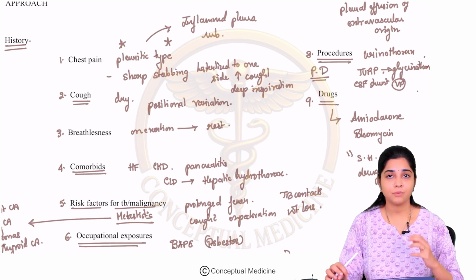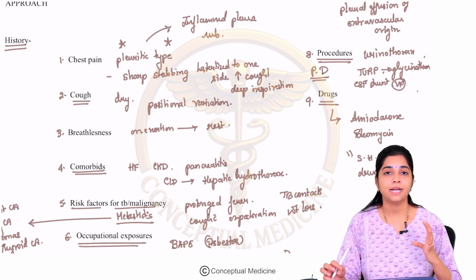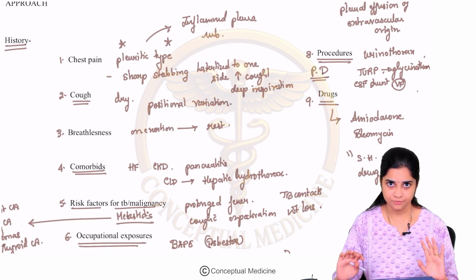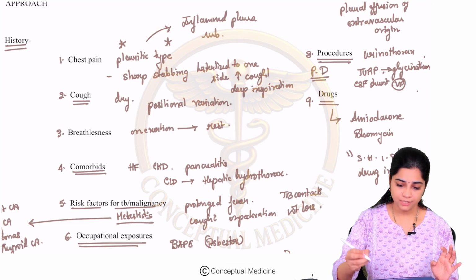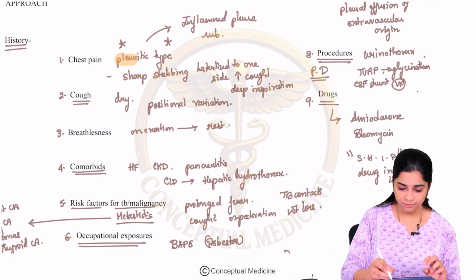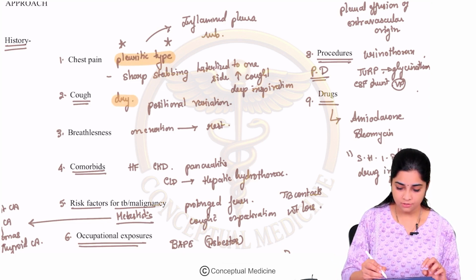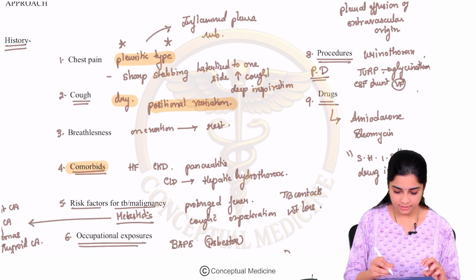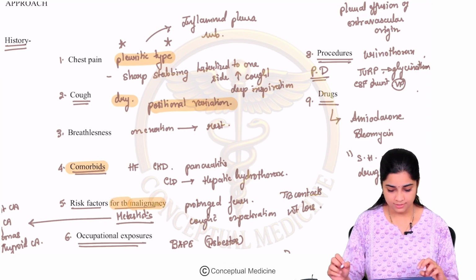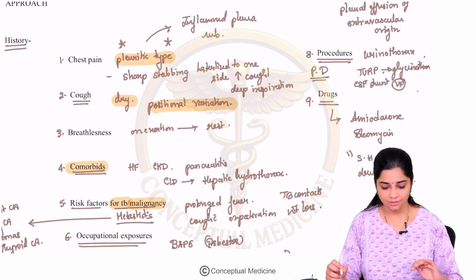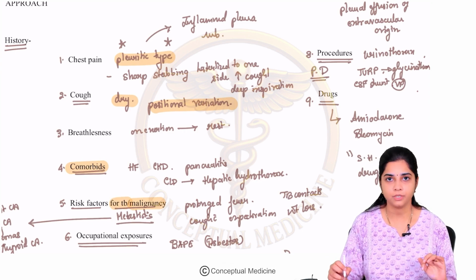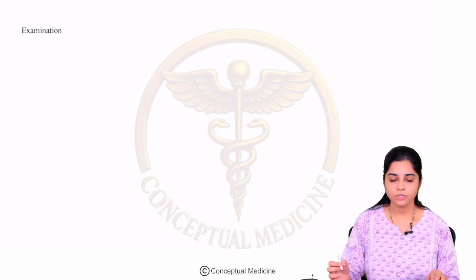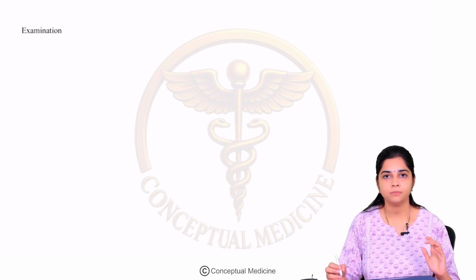Okay, so this is about the extensive history and extensive etiologies that you should be aware of whenever you are examining a patient with pleural effusion, of which very importantly, you have to remember pleuritic type of chest pain, dry cough with positional variation, and always remember to ask about comorbids, and always screen for tuberculosis and malignancies. The other causes are less common causes for pleural effusion. Fine? Then, on examination, what all will you find in a patient with pleural effusion?